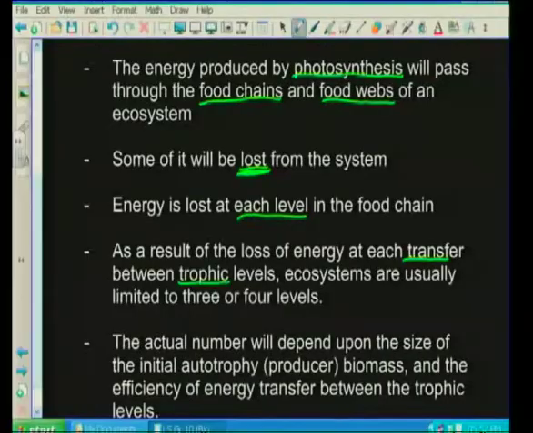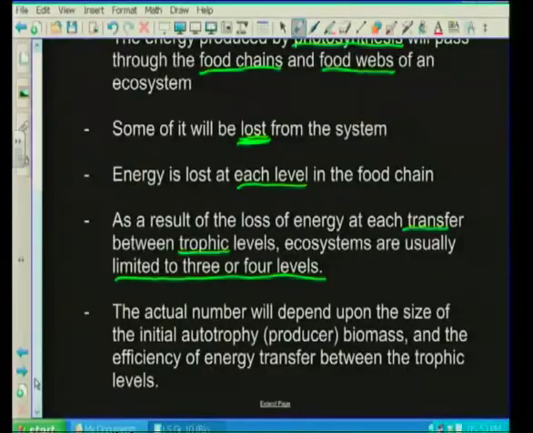All right, so as a result of the loss of energy at each level, food chains in ecosystems are usually limited to 3 or 4 levels. Now, the shorter a food chain is, the better, the more energy there is available in that chain. The longer the food chain, the more energy gets lost at each level, so the energy is just getting less and less and less. Okay, now the last sentence says here, the actual number, that's not the number of the links in the food chain, all right, of the levels.